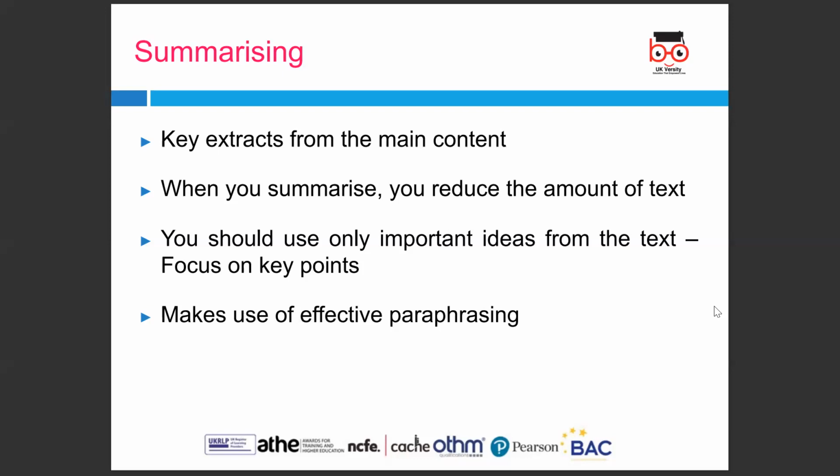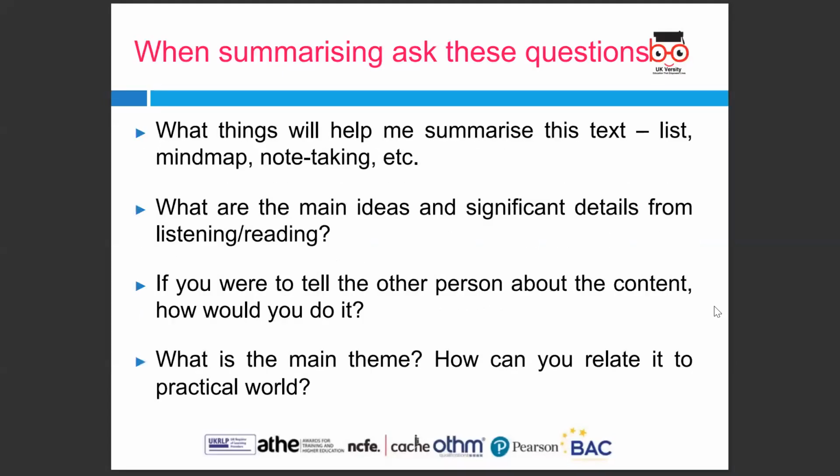For both paraphrasing and summarizing, you must indicate the source with an in-text reference and provide full details of the source in your reference list. When summarizing, ask these questions. What things will help me summarize this text? So list, mind map, note taking, etc. What are the main ideas and significant details from listening and reading? If you were to tell the other person about the content, how would you do it? And what is the main theme? How can you relate to it in a practical world?